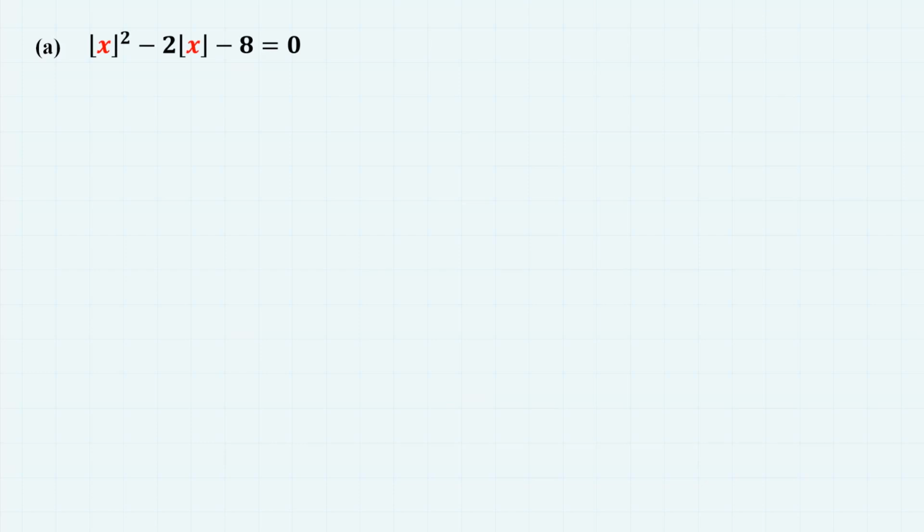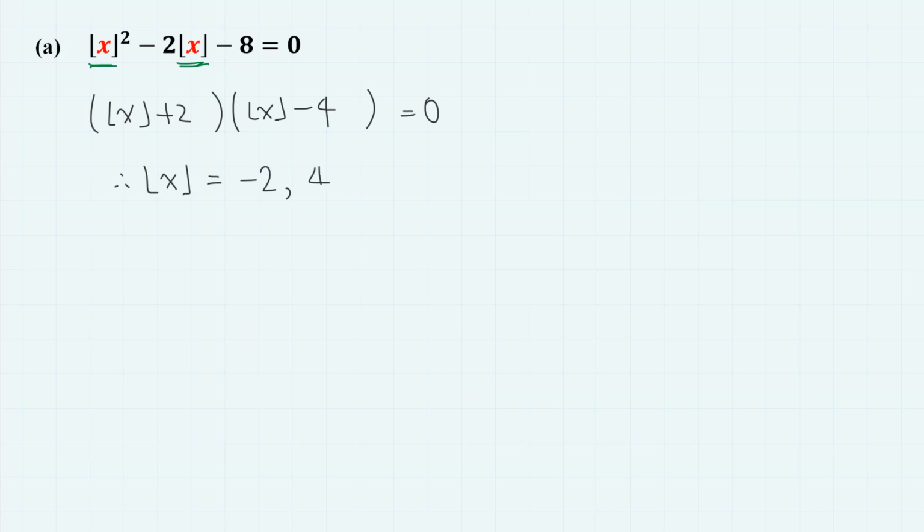First, we have floor x squared minus 2 floor x minus 8 equals 0. The next step is pretty obvious. We simply consider this floor x as a new variable and solve for floor x first. So if we factorize, we have floor x plus 2 times floor x minus 4 equals 0, which gives floor x equals negative 2 and 4.